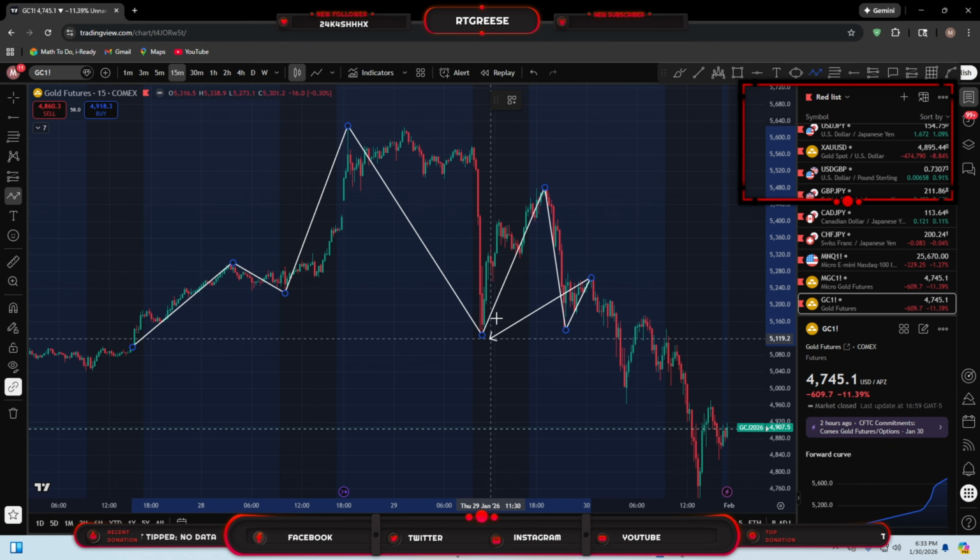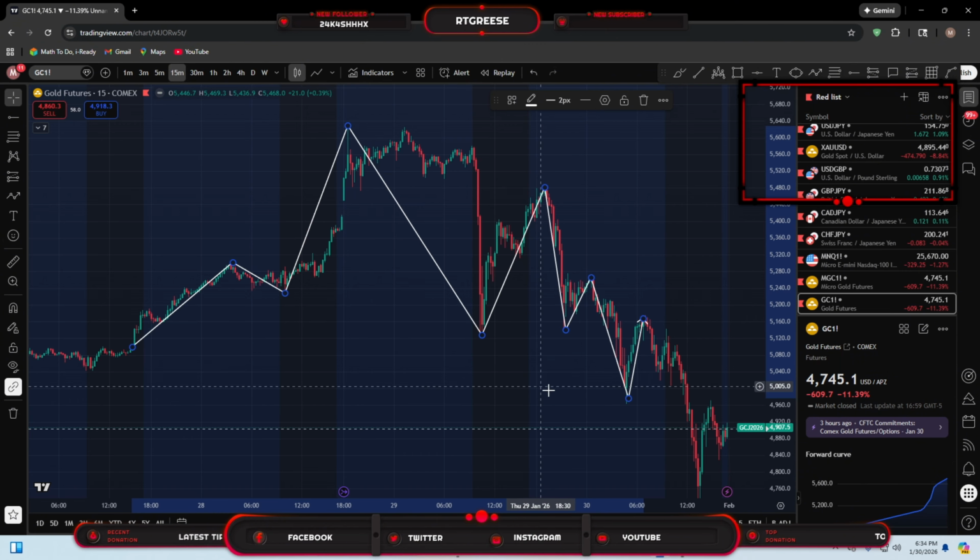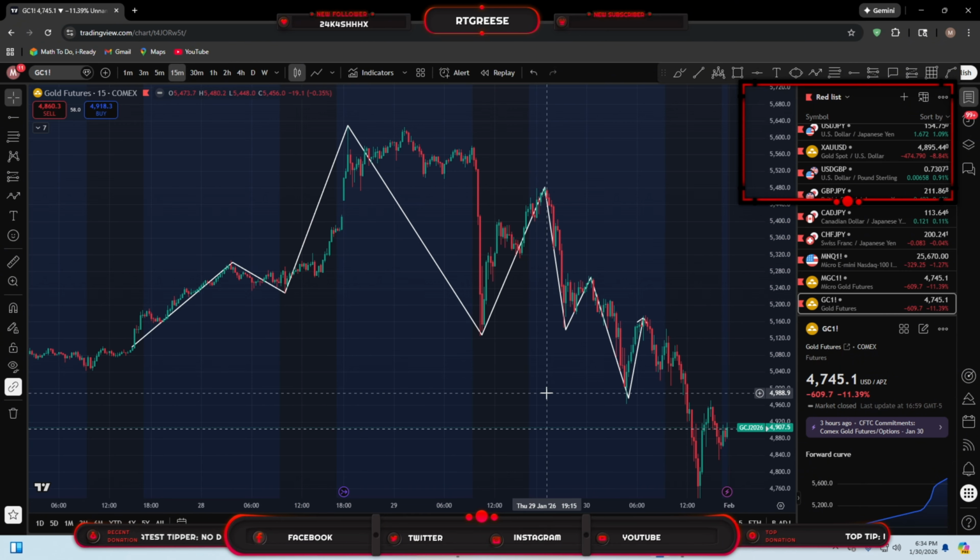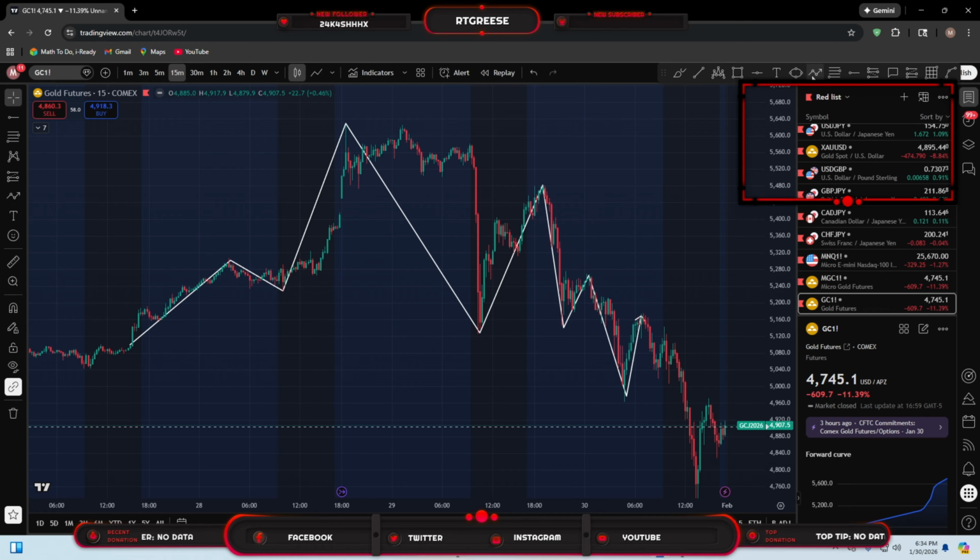So it came down, went up, made a high. Came down, came up, made a low right here. Came up, then made a lower high. And then it came down one more time, and then it came right back up. Now I'm going to stop right here. What do you notice when I did that? What did this last staircase do? Where did this high meet?